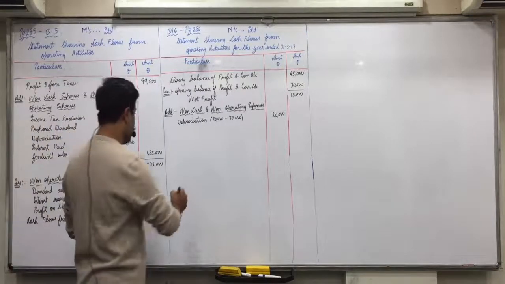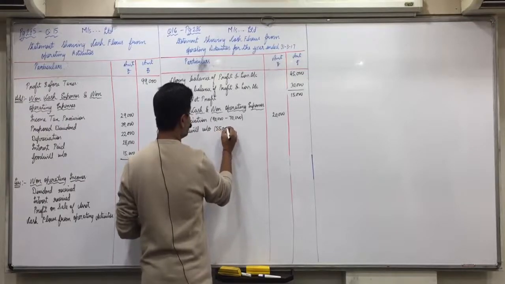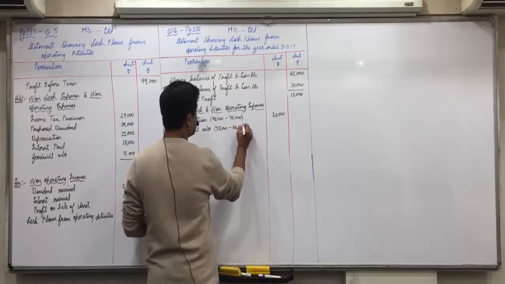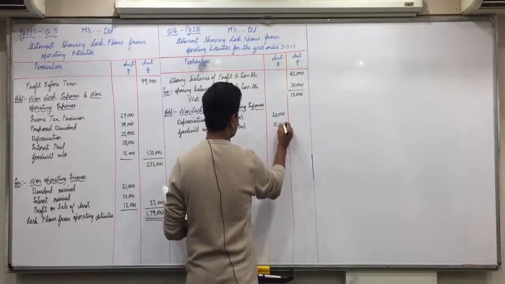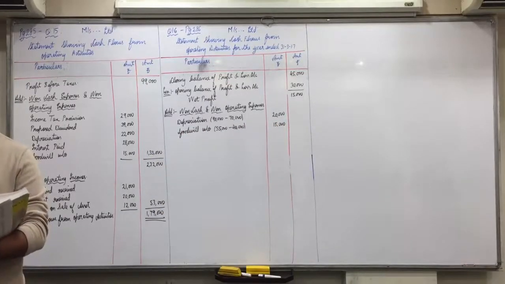Goodwill written off. What amount? 55,000 minus 40,000, 15,000. Current assets and current liabilities are not to be considered. From the above table, nothing will come. See below the table and tell me.